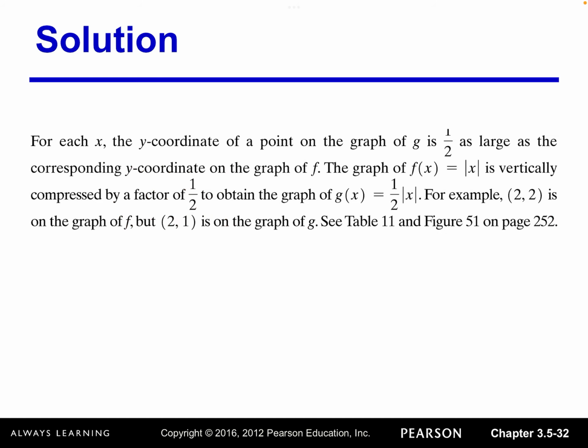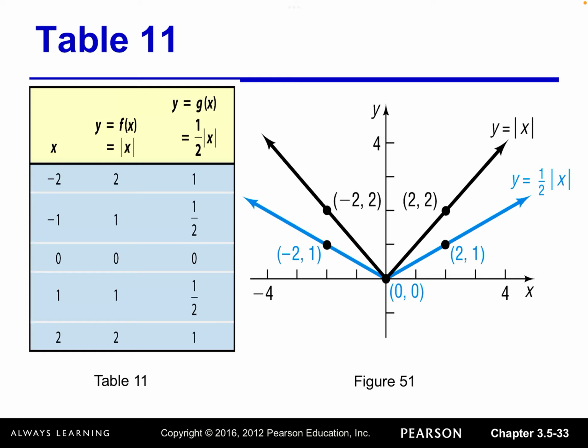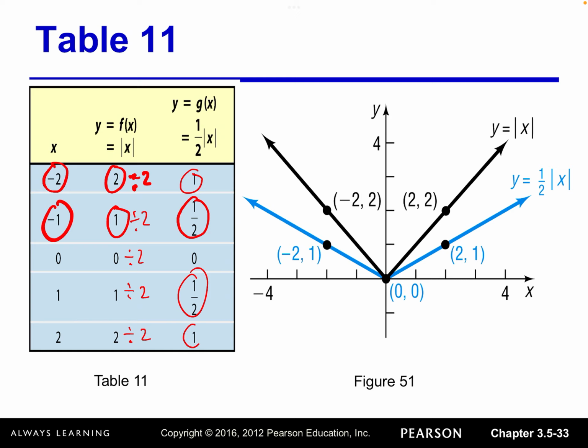Let's look at the data table. When x remains the same, y is divided by 2. For the original absolute value function, y divided by 2: 0 divided by 2 is still 0, 1 divided by 2 is 1/2, 2 divided by 2 is 1. So x remains the same and y is divided by 2. That's vertically compressed.